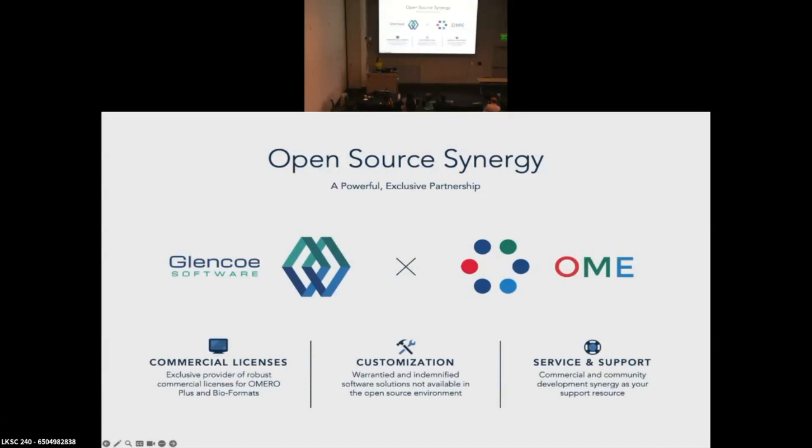And so why might any group work with Glencoe Software? Why might there need to be a commercial partner of the Open Microscopy Environment? So the first is that we offer commercial licenses for a lot of these products. This is important for some of the entities that we work with. So these commercial licenses provide various warranties and indemnification that are important for some of the world's largest pharmaceutical companies or research institutions in general. We also customize the data management solutions that we deploy for our customers.